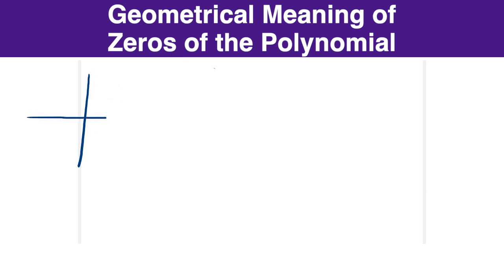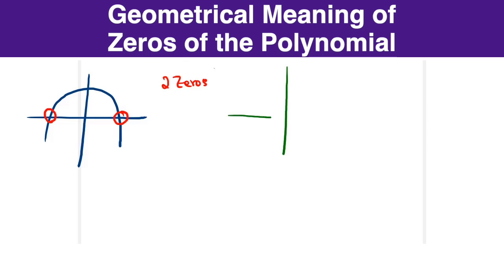Now let us take one more case for a different graph. Let's see this particular graph. As we see, this graph touches the x-axis at two different points. This means this polynomial has two zeros. Now let us take another graph. As we see from the graph, there are 3 points through which this curve hits the x-axis. I've circled all the 3 points. So this shows that the polynomial has 3 zeros.